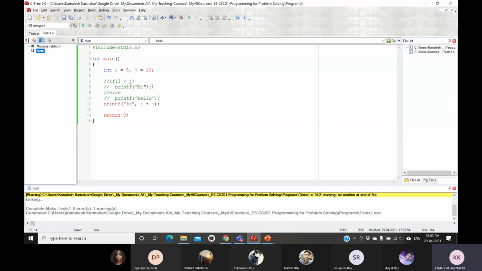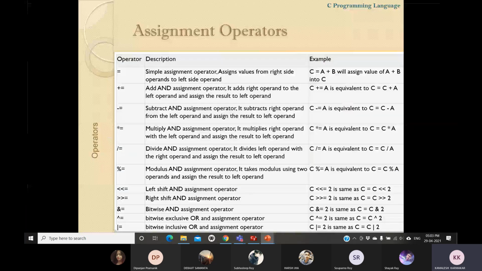Now if I write, I think it will be difficult at this moment. I will not discuss it right now. The printf function is basically returning some value. I will show it later, not at this moment. We have understood different types of operators.